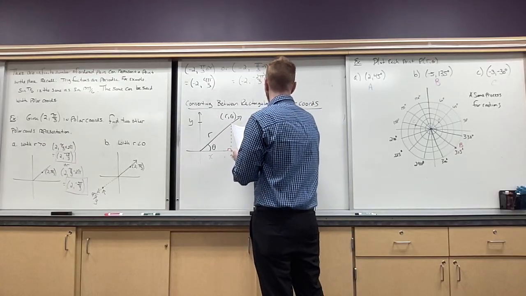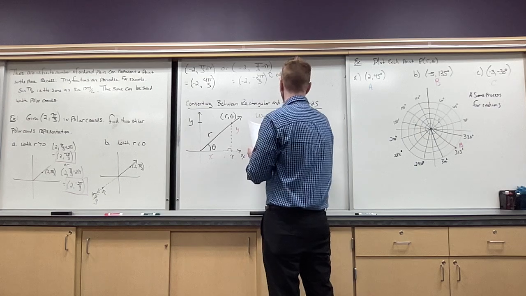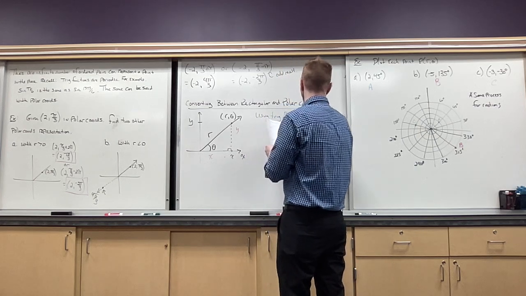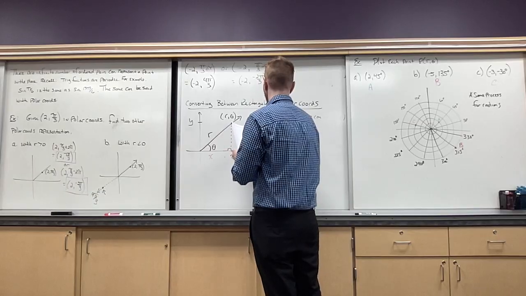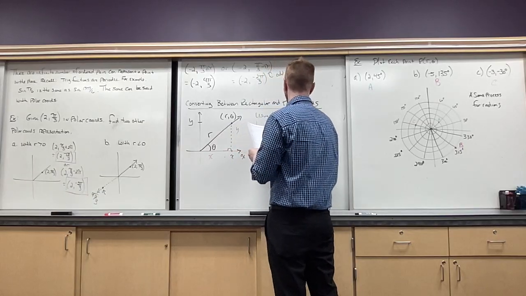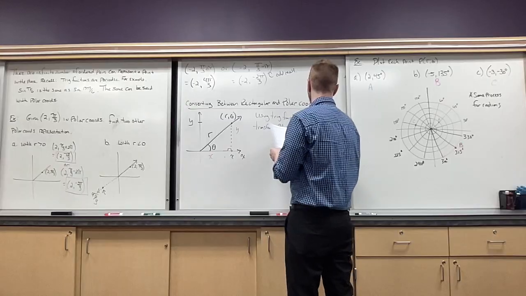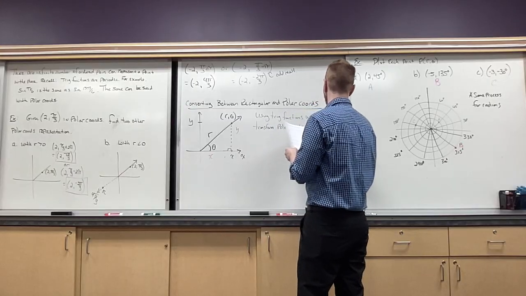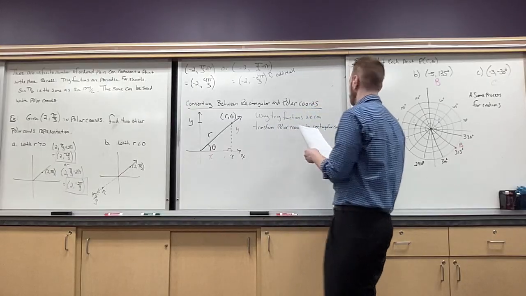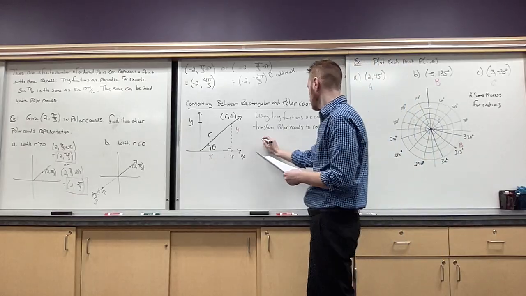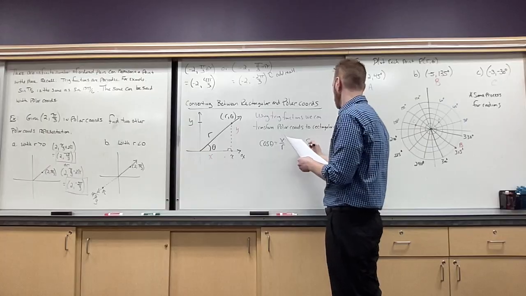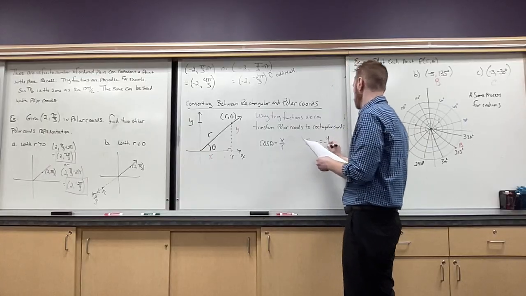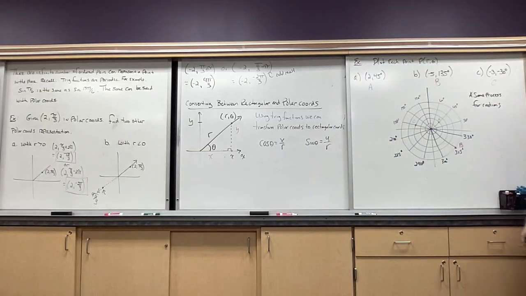So using trig functions, we can transform our polar coordinates to rectangular. Okay? So using this figure, I know cosine of theta is equal to x over r. Sine of theta equals y over r. And again, the goal is I want to know what x and y are.